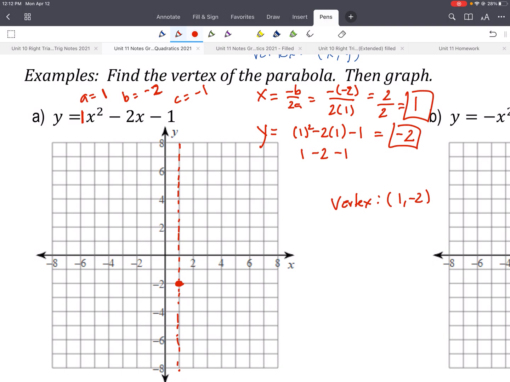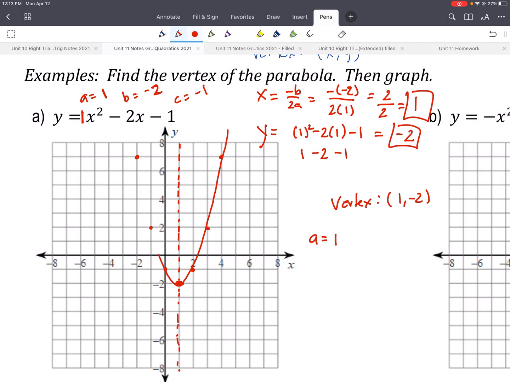And then we'll use our growth pattern. Since A is 1, A is positive, so our parabola opens up. So over 1, up 1, over 1, up 3, over 1, up 5. And we'd do the same on the opposite side.